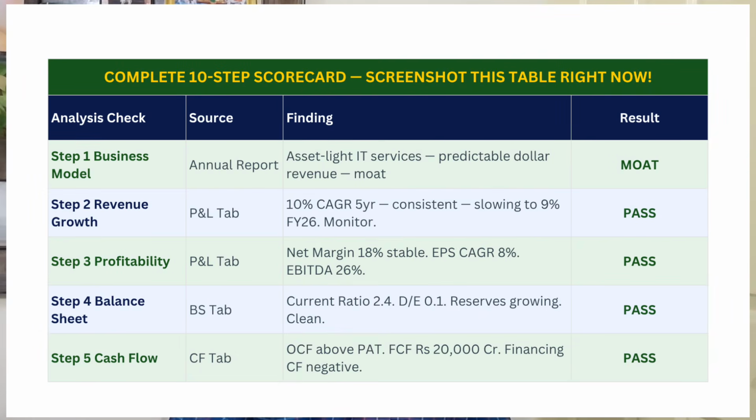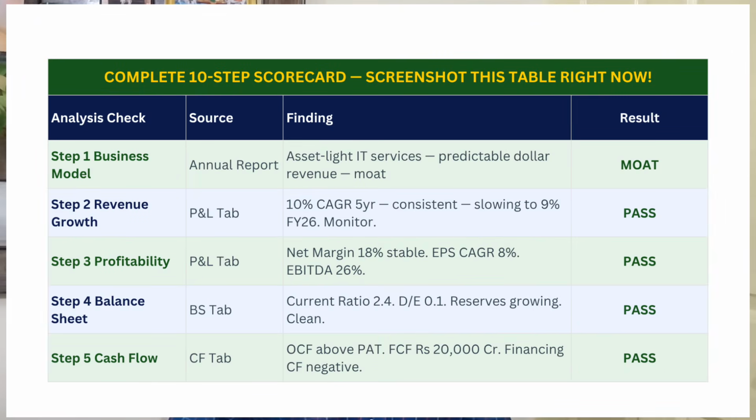Then the next analysis check. Step 3, profitability. The source is the profit and loss account tab. The findings: net margin is 18% and stable. EPS CAGR 8%. EBITDA margin is 26%. What is the result? It is pass. Then the next analysis check. Step number 4 is balance sheet. This is very important. Where is the source? The source is the balance sheet tab. What are the findings? Current ratio 2.4, debt to equity ratio 0.1, reserves growing, clean balance sheet. Result: pass.